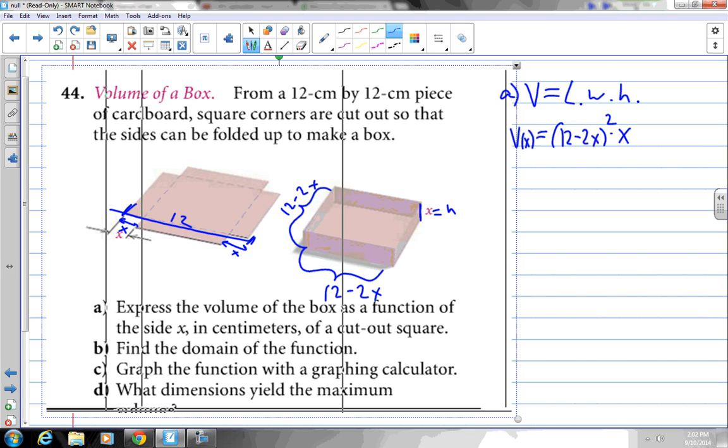So that's A. Now, what about the domain? Again, if I just give you this function without the story about the box, you're going to say the domain is all real numbers, there are no problems. But here, again, we have to be tricky. What is the smallest value x can be, theoretically?